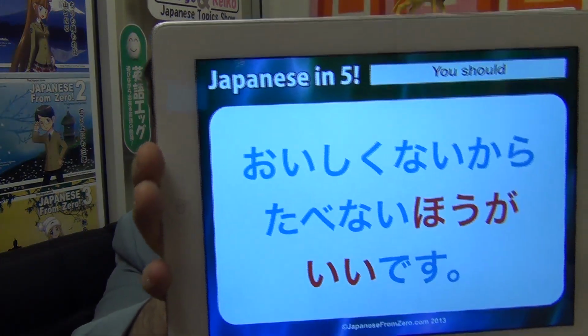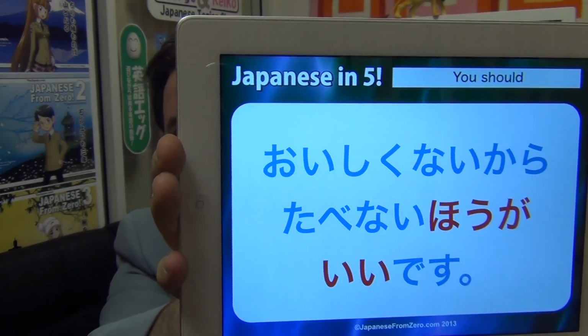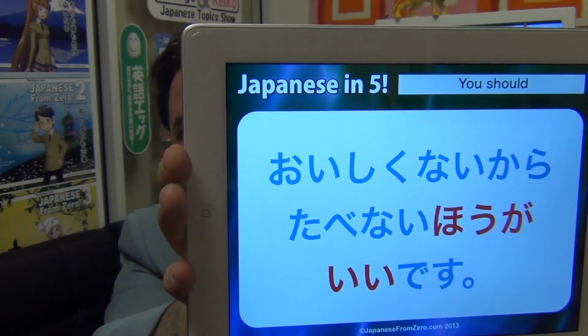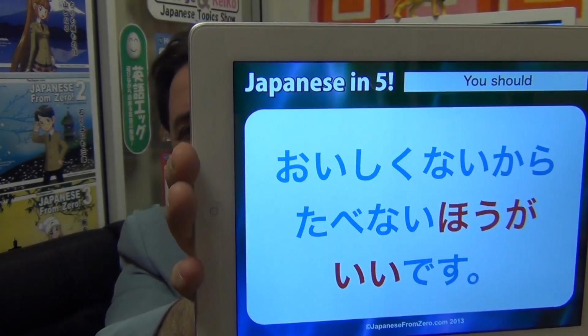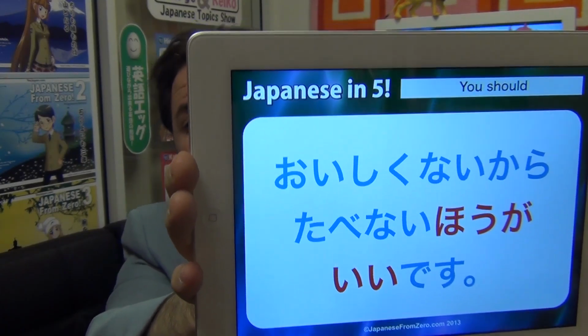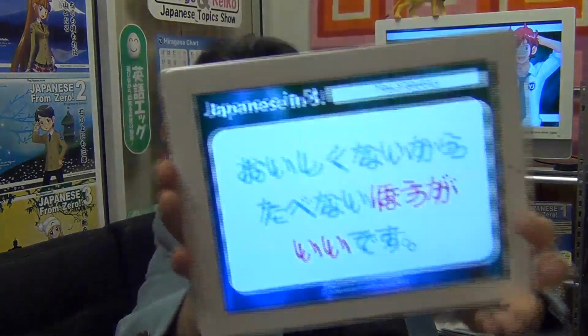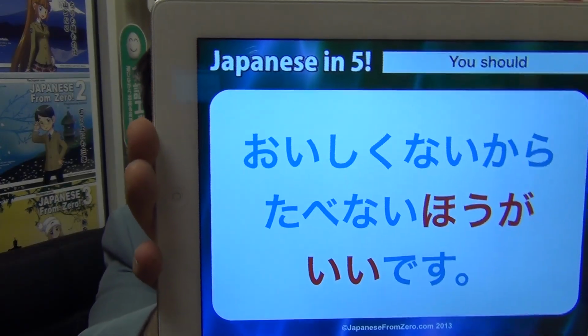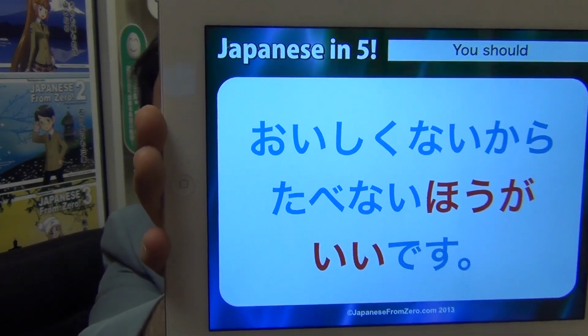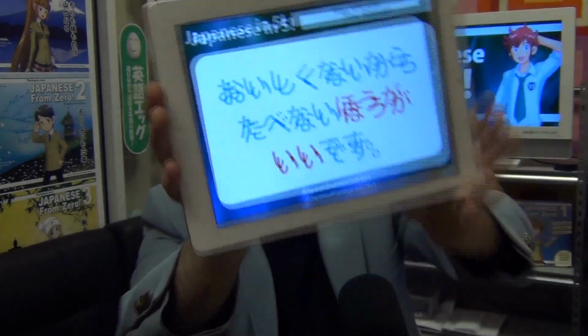Maybe the food isn't good at that one restaurant, right? Oishiku nai kara tabenai hoga ii desu. Or, tabenai hoga ii yo. Tabenai hoga ii desu. One more time. Oishikunai kara tabenai hoga ii desu. Now, we have a couple more minutes left and I want to explain.